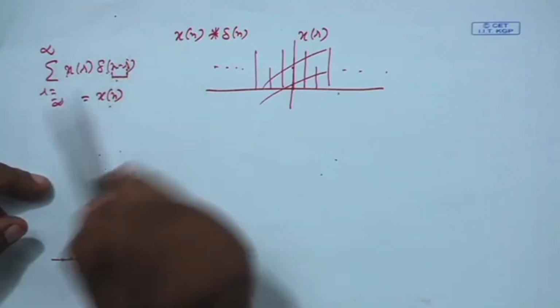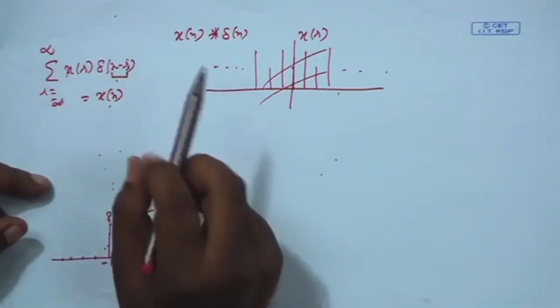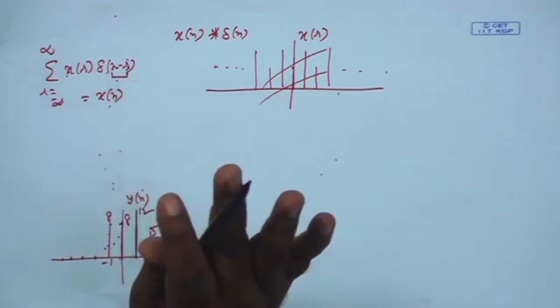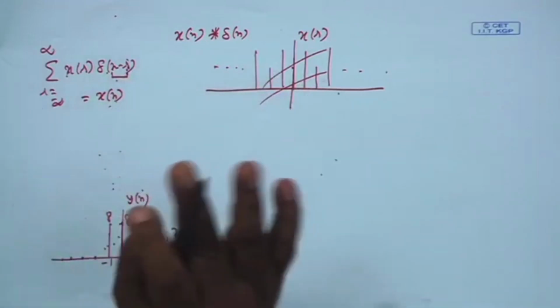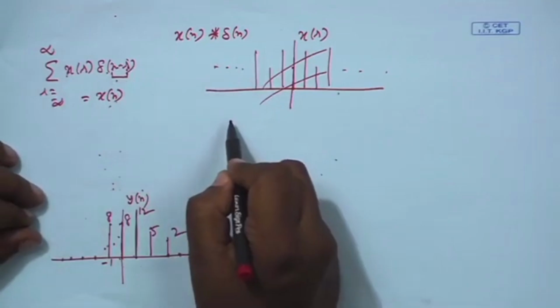So, if you evaluate the convolution between the x[n] sequence and the delta sequence at any nth index, you get back your x[n]. All samples remain as they are. The sequence comes back as it is. So convolution by delta[n] does not change anything.